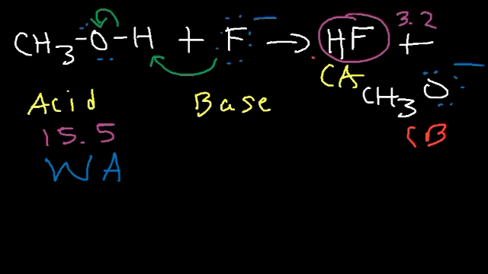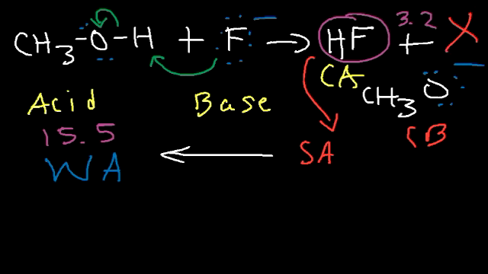And HF is a stronger acid than methanol because it has a lower pKa. So the reaction shifts in a direction towards the weaker acid, or the side with the higher pKa value. So it's not going to shift to the right, rather it's going to shift to the left. So this reaction doesn't work in the way that it's written.